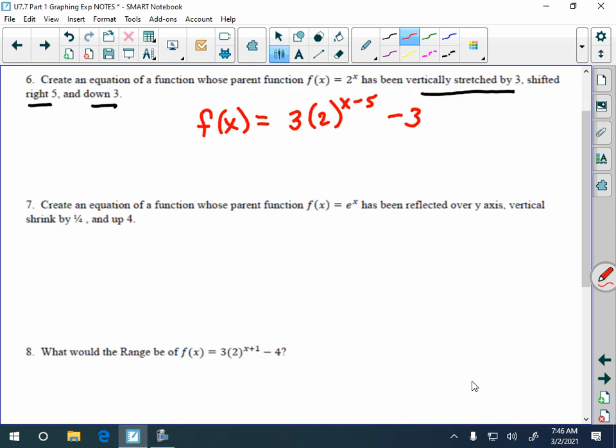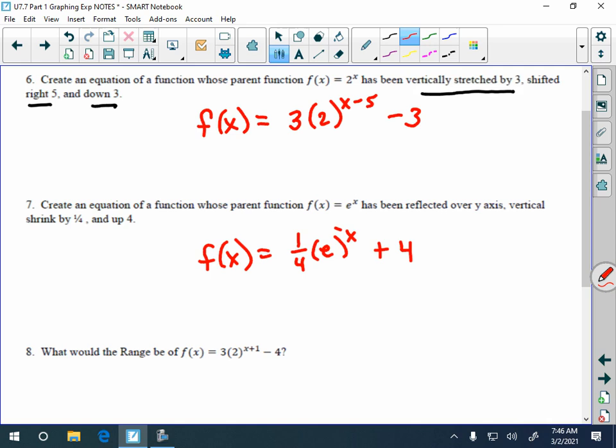All right, 7, create an equation of a function whose parent function is f of x equals e to the x. Okay, start it like that. Then reflected over the y-axis, that means we have to multiply by the negative on the x. Vertical shrink by a fourth, so we're going to multiply by 1/4. And then up 4, we'll go plus 4.